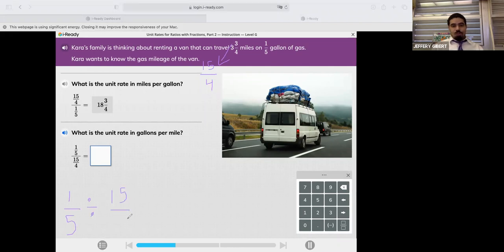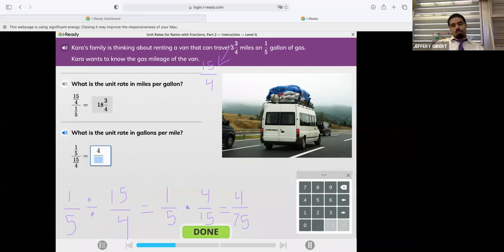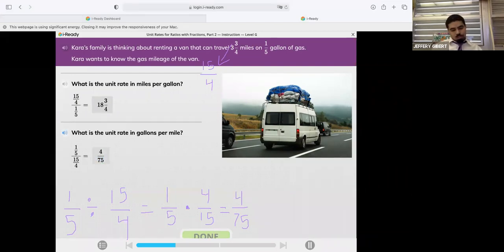So when you divide fractions, you keep the first fraction the same. You change division to its opposite operation, which is multiplication. And then you flip the second fraction to its reciprocal. So 15/4 becomes 4/15. So you do 1 times 4, which is 4, and 5 times 15, which is 75. So our answer is 4/75. That's it. The van uses 4/75 of a gallon of gas to travel 1 mile. That's only about 1/20th of a gallon of gas.